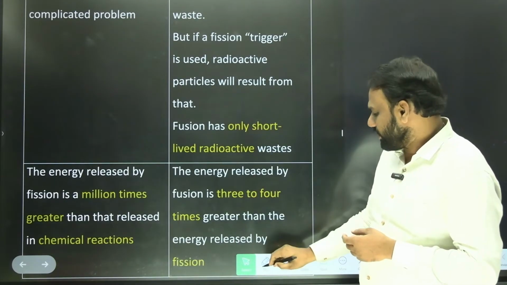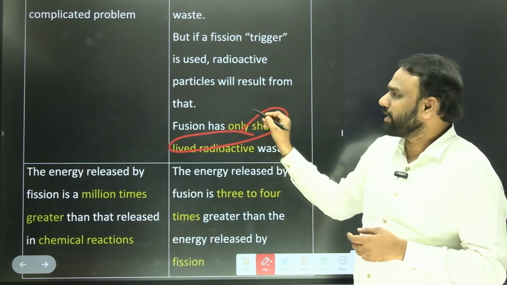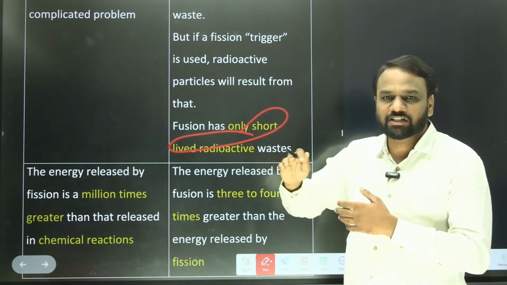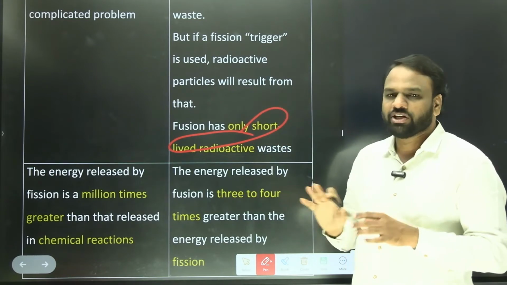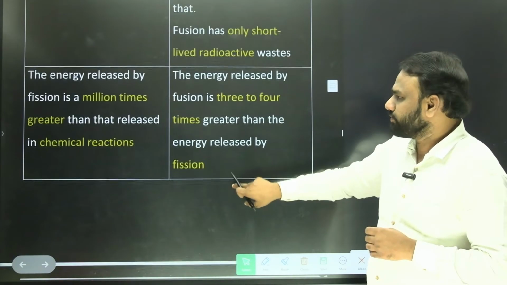radioactive waste is very short-lived, unlike the radioactive material produced by a fission reaction, which lasts for a long time. So here it will last for a very short period of time. Again, a very important difference to note from the exam point of view.